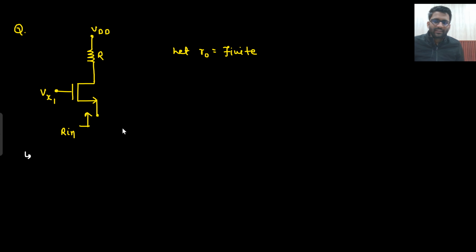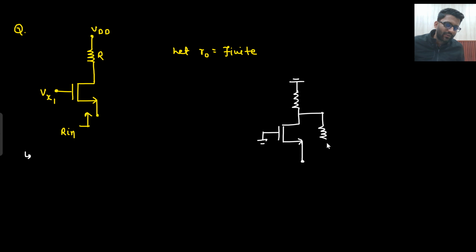So can you say that, sir, from source to Vx will be grounded? Let's make the small signal circuit. In the small signal circuit, VDD will be grounded. This is the resistance R, and from here I apply V in, and this node is also grounded. Then there is R naught present as well, because this time R naught is finite, not infinite.